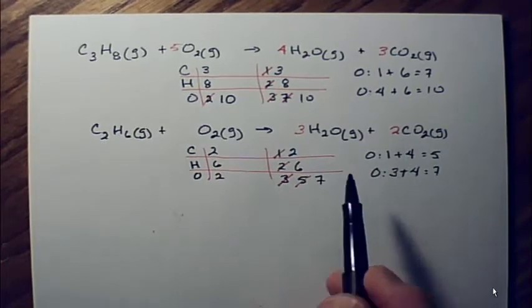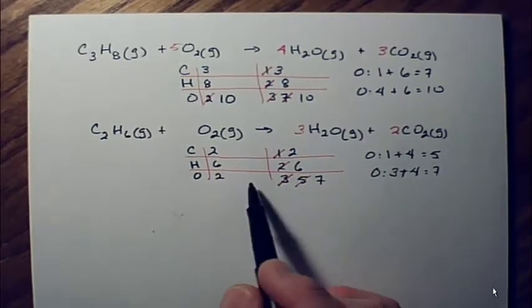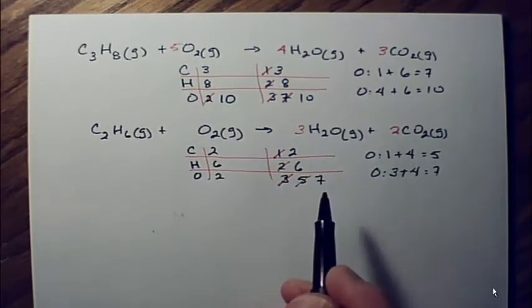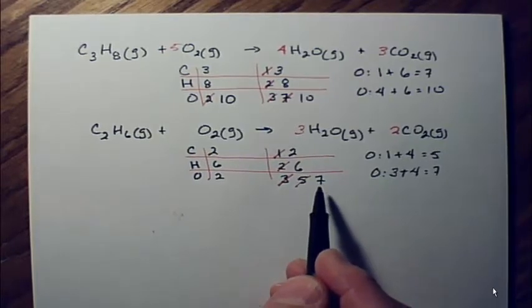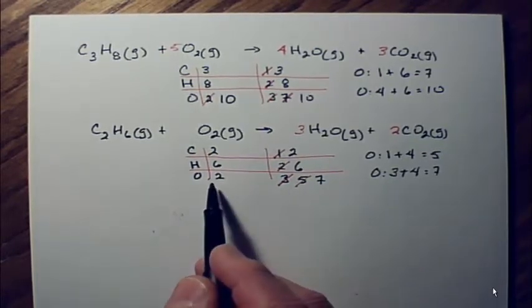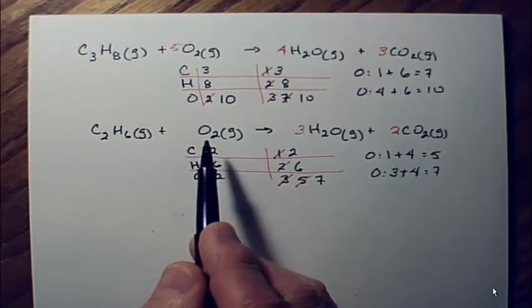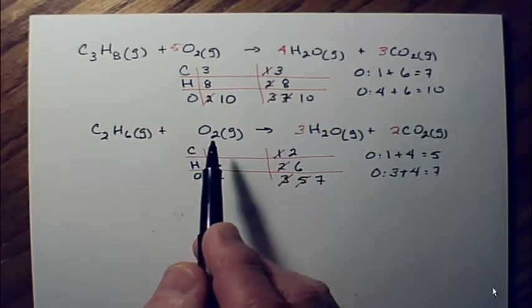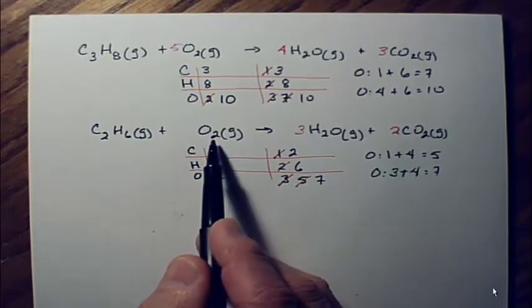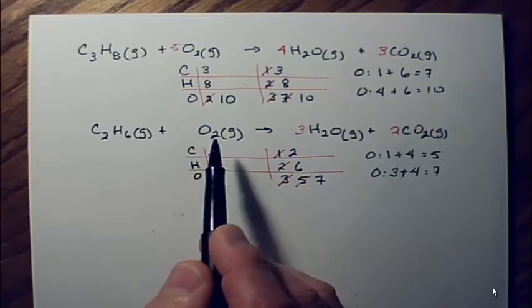Okay? All right, everything's balanced except oxygen. When you run up against this, and some of you probably may have figured this out, when you run up against a situation such as this, we've got an odd number of oxygens on one side and an even number on the other. Particularly when you have O2, where the only way you can balance the oxygens is to have an even number, because that subscript 2 cannot be changed.